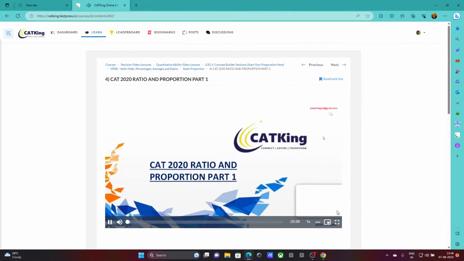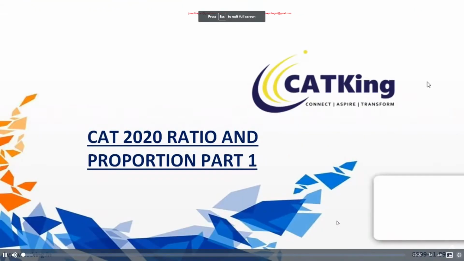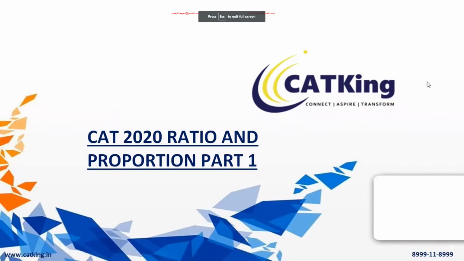Hello everyone, this is Preet sir, and today we are going to do ratio and proportion. This is one of the very basic chapters for your CAT and all other competitive exams, and one of the chapters you need to study to have a clear and basic understanding of the rest of the chapters, as well as for data interpretation and logic.